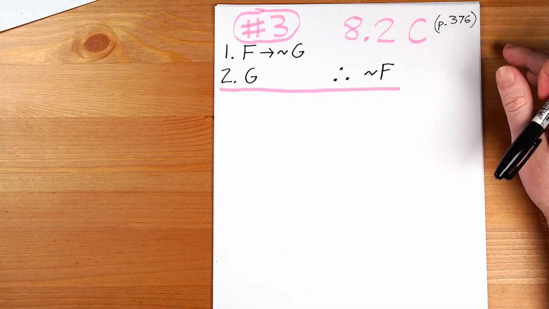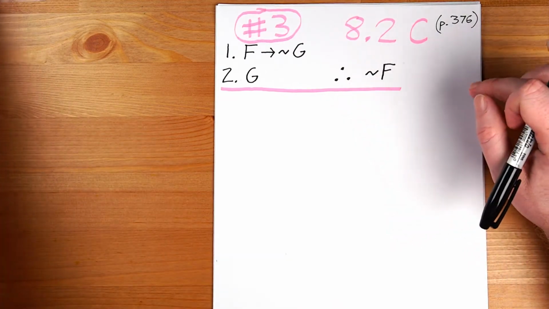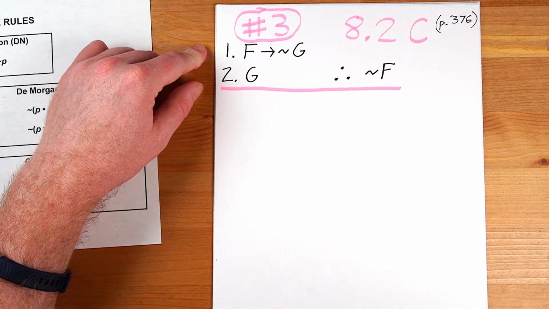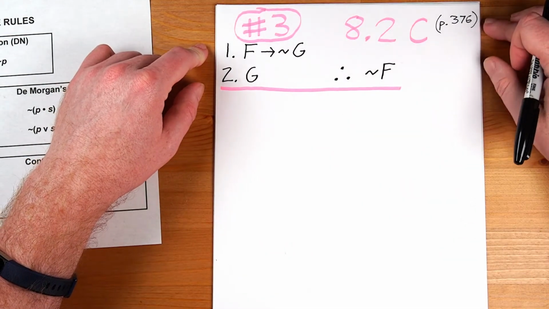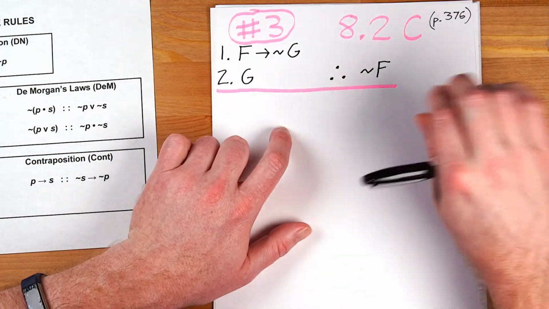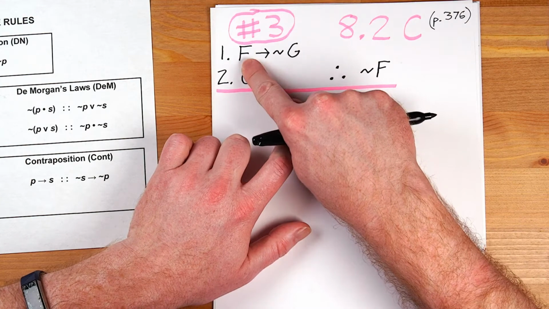Here we just got 2 premises. We're trying to get not F. Before our equivalence rules, this would probably be pretty tough. Actually, maybe, would it be impossible? Yeah, I think so. We're trying to get not F. What are we going to do?